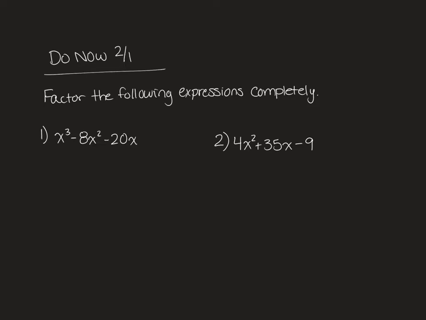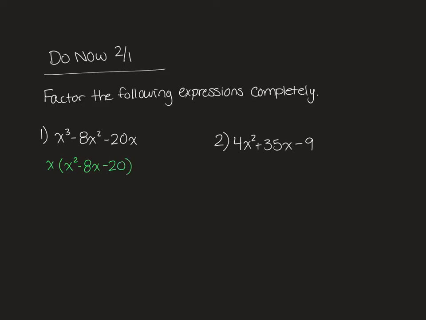Okay, so for this do now, we need to factor the following expressions completely. So number 1 is x cubed minus 8x squared minus 20x. Whenever you factor, always look for a greatest common factor first. So in this case, we can factor out an x because every term has at least one x, and that will give us x squared minus 8x minus 20.